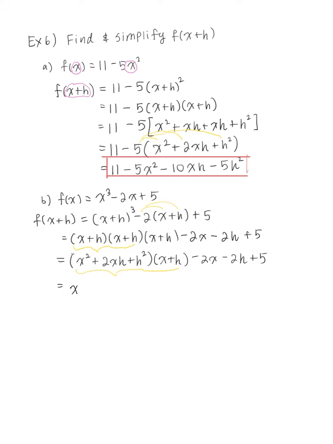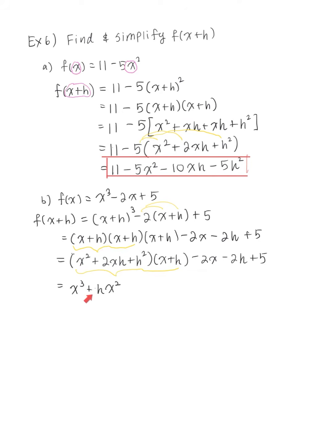So here you're going to get an x cubed and then plus h x squared. So what I have now is I just multiply x squared times x, which is x cubed, x squared times positive h.